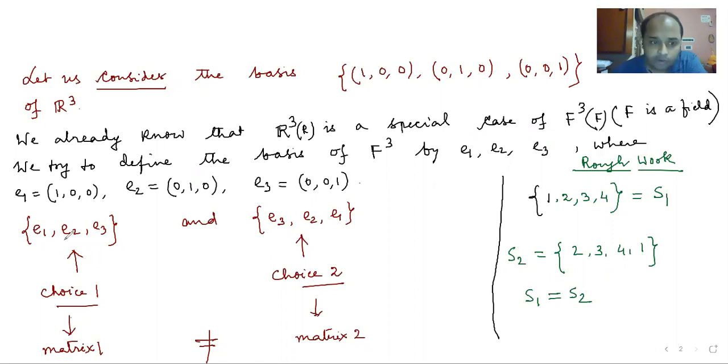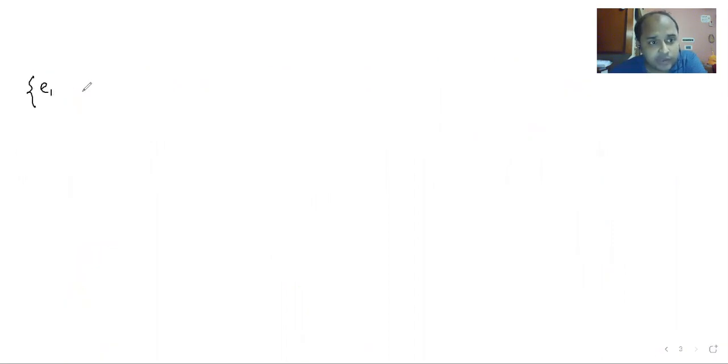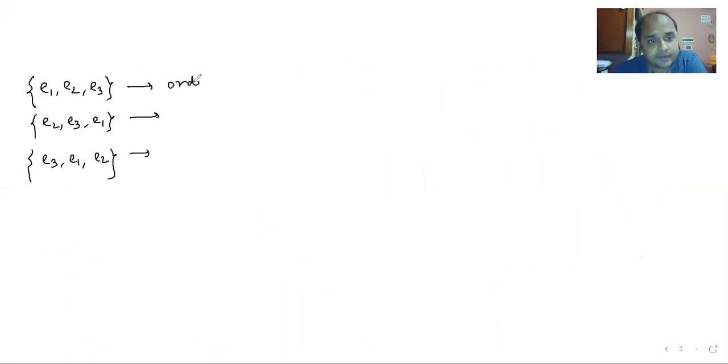But the main point is that whether you select E1 E2 E3, or you select E2 E3 E1, or you select E3 E1 E2, whatever you select, each of these is called an ordered basis. Why are these called ordered basis? Why are these called ordered? Let me talk about that a little bit. Each of these is called an ordered basis.